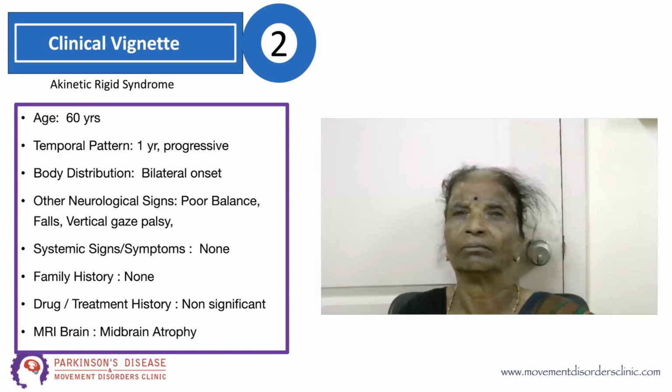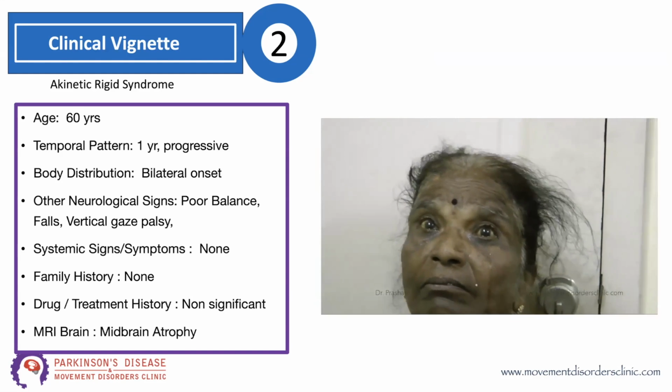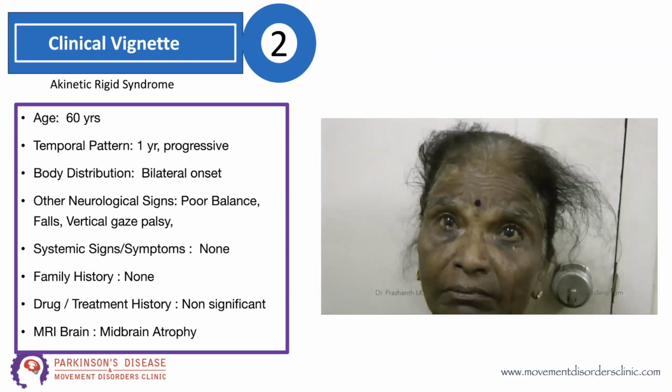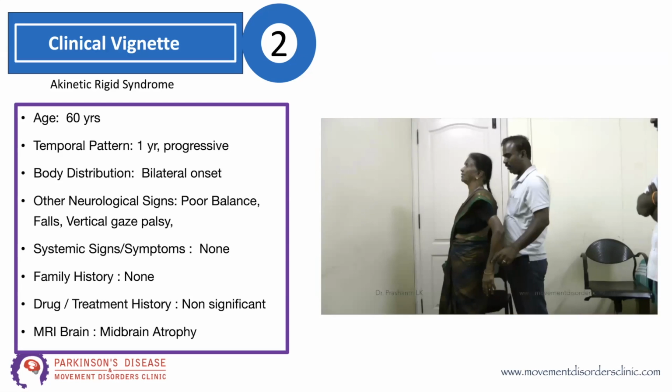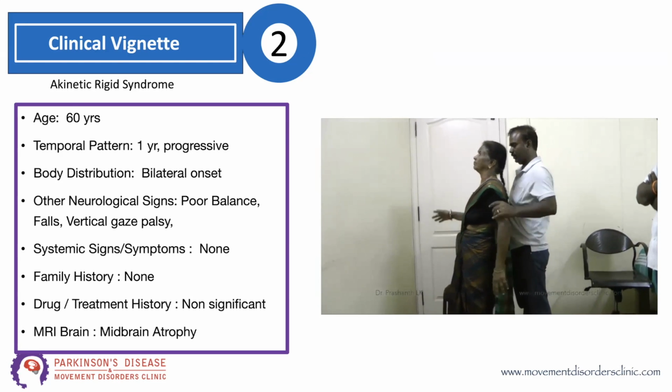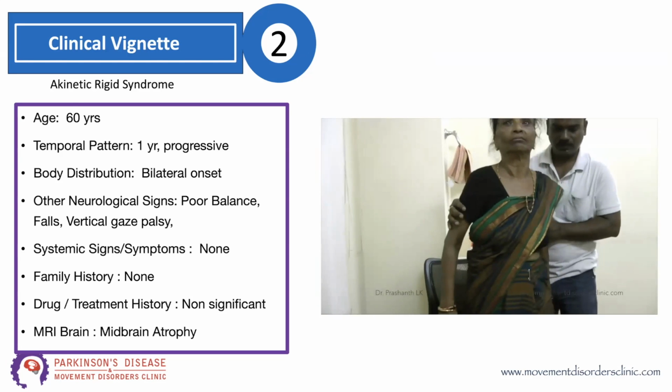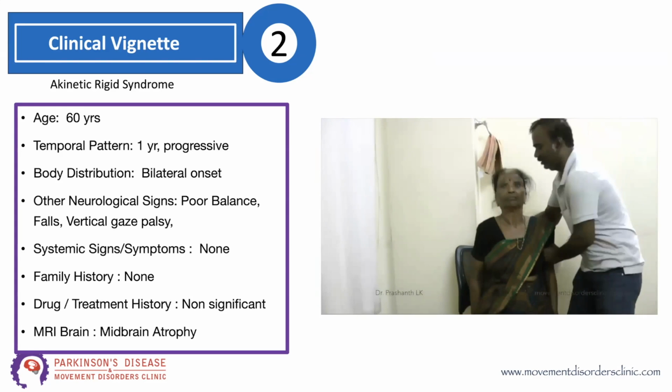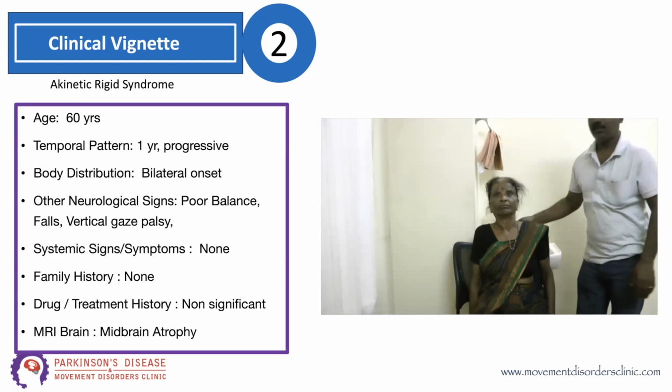Let us go to case 2. Case 2 is a person who is around 60 years old. One year. Onset of symptoms, slowness, significant balance problems. Associated symptoms or signs, no family history, has been treated with various medications, and there has been no significant benefit with any of those medications. MRI brain done shows midbrain atrophy, classical Mickey Mouse sign, and change in the midbrain to pons ratio.